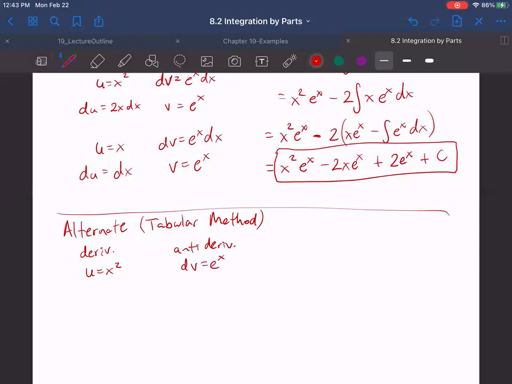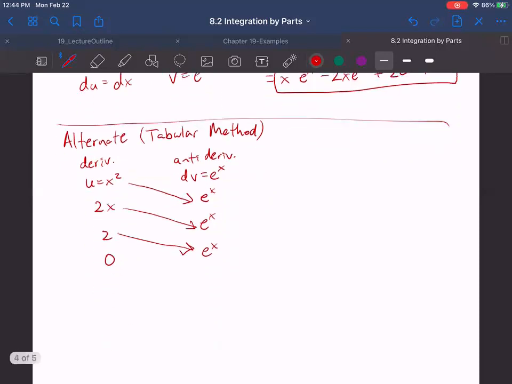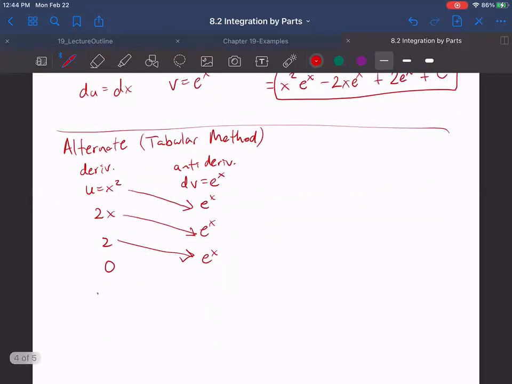And then what we can do is start taking derivatives. So this is x squared, 2x, 2, 0. This is e to the x, e to the x, e to the x, e to the x. And what we want to do is pair them up. And we're going to pair them this way, diagonally across like that. Okay, that wasn't a very good arrow. Just like that. And then we're just going to write it down. We're going to say, what was it? Integral x squared e to the x dx.